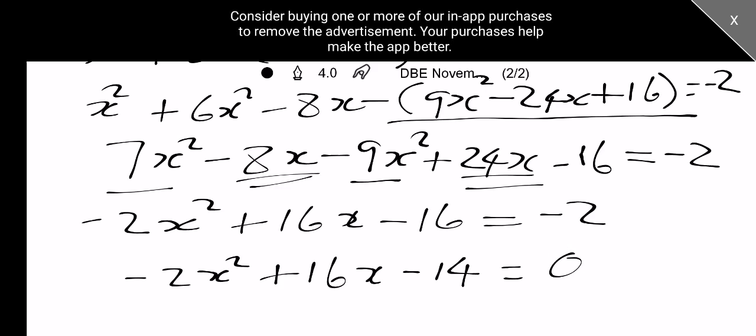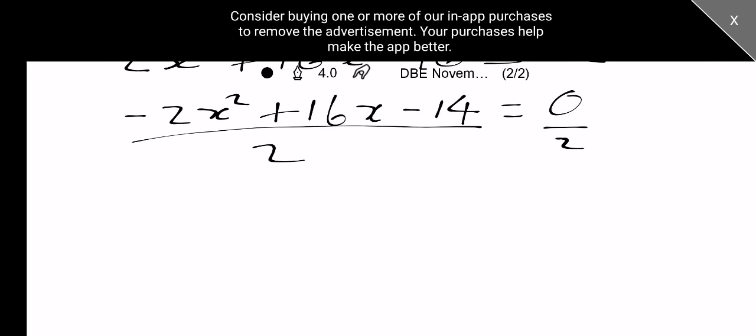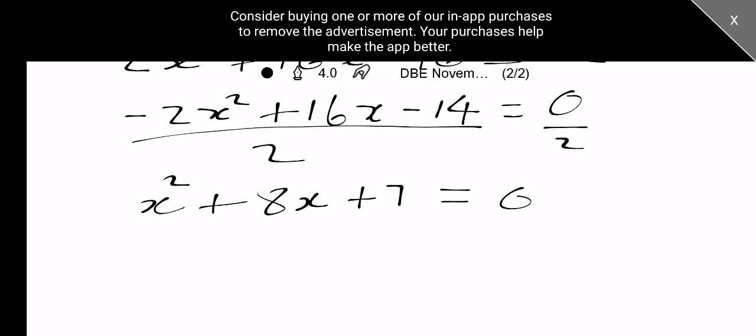Take out the common factor. What is the common factor? It is the coefficient of the first term, which is negative 2. So we divide by that common factor. You can say divided by negative 2, divided by negative 2. What you do on one side, you must do on the other side. So you're going to be left with x squared plus 8x plus 7 equals 0. Now let's factorize.